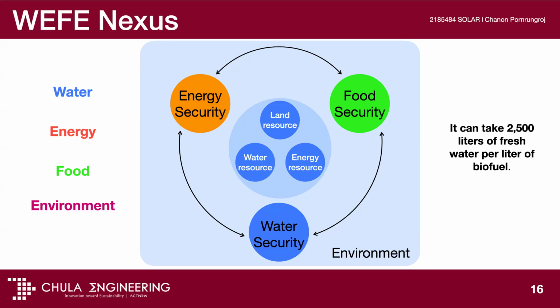And of course, these are all interconnected into the smaller cycle. You can see there are the issues of land resource, energy resource, and also water resource. This is all connected, and this is called the WEFE nexus: water, energy, food, and environment nexus. Nexus means, yeah, it's all interconnected.